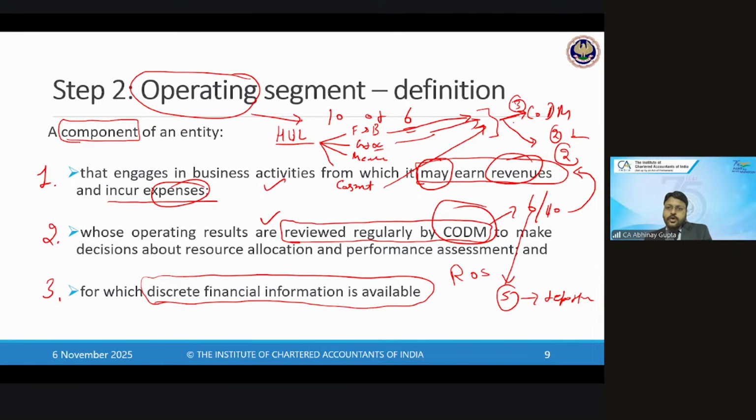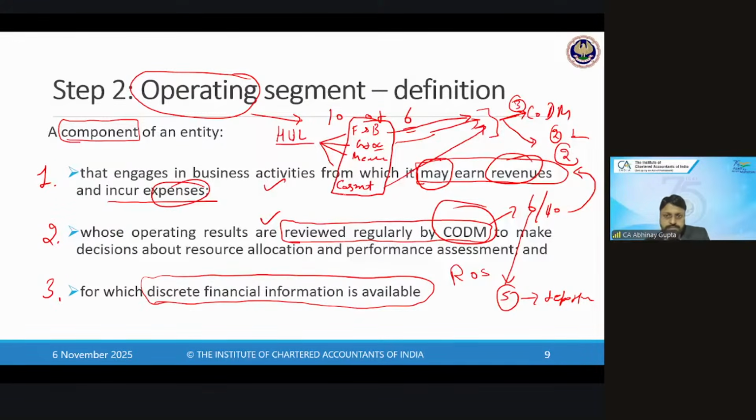Operating segments are the segments which are reviewed by the CODM. So the company has 3 operating segments, right? But 2 are reportable, so 2 are being covered in the financial statements for disclosure purposes. Now, how many components does the company have?